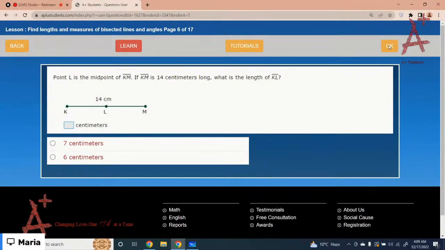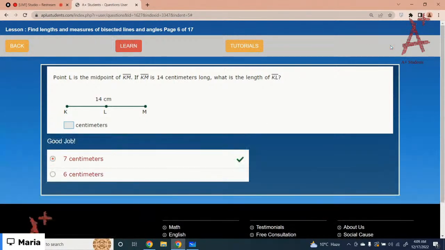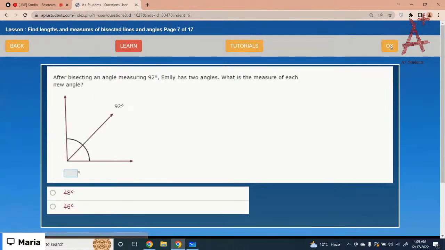Point L is the midpoint of KM. If KM is 14 centimeters, what is the length of KL? L is the midpoint. Got it? That means L divided the line into two equal line segments. So you have to find the length of KL. It would be 14 divided by 2, so the length of the line segment KL is 7 centimeters. Got it? Select the correct option and click on the OK button.